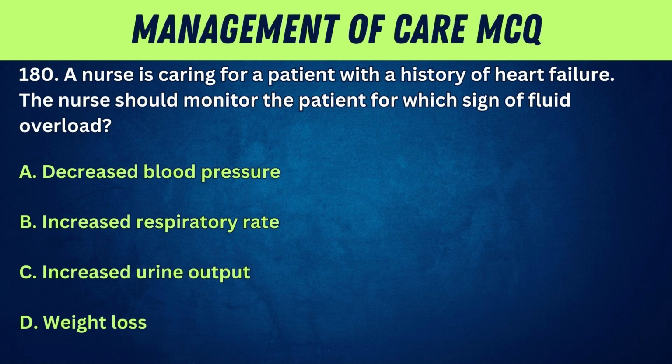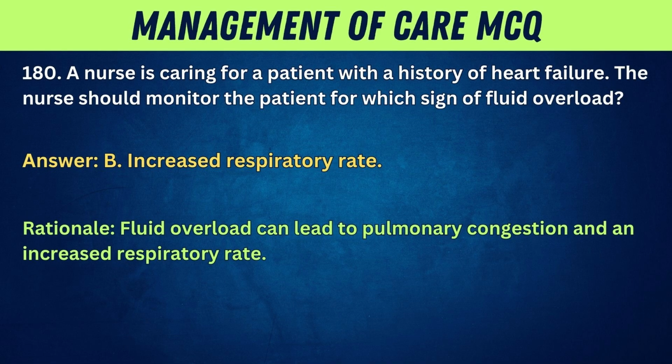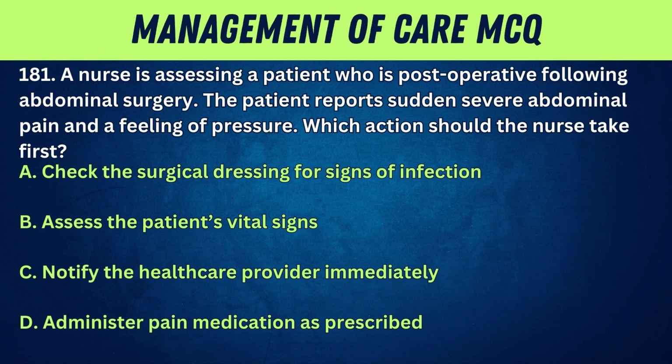180. A nurse is caring for a patient with a history of heart failure. The nurse should monitor the patient for which sign of fluid overload? A. Decreased blood pressure. B. Increased respiratory rate. C. Increased urine output. D. Weight loss. Answer: B. Increased respiratory rate. Rationale: fluid overload can lead to pulmonary congestion and an increased respiratory rate. 181. A nurse is assessing a patient who is post-operative following abdominal surgery.